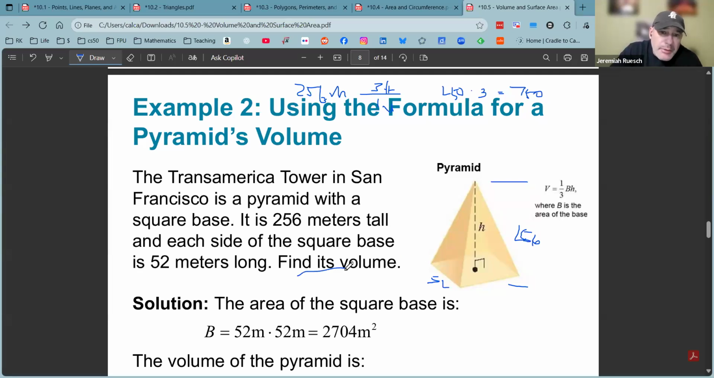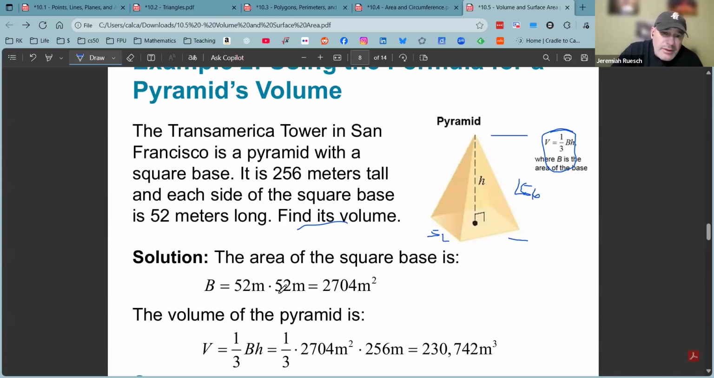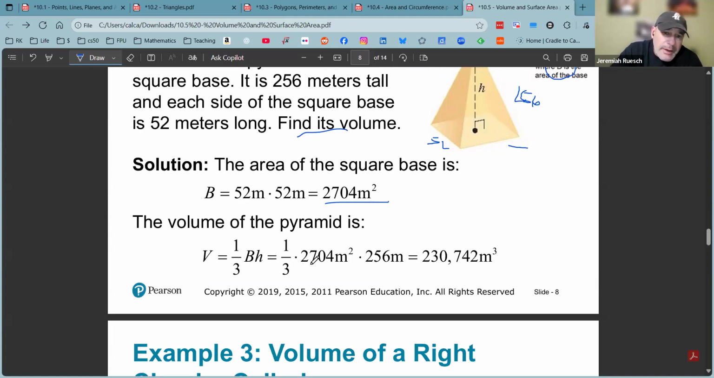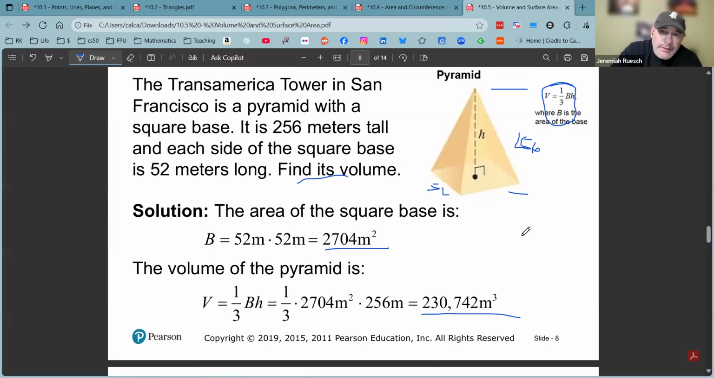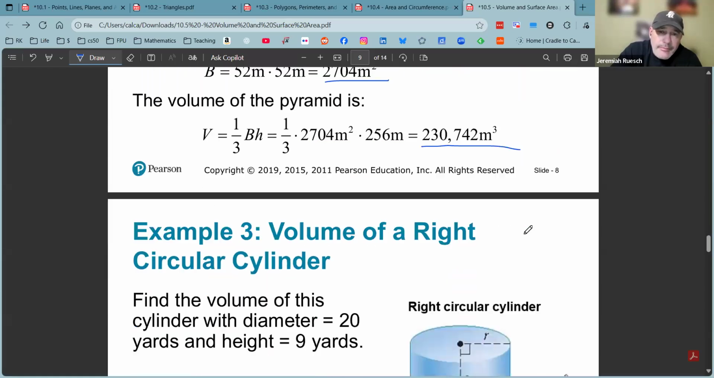All right. So we want to know what its volume is. Well, we're given that the volume is 1/3 the area of the base times the height. So the area of the base is 52 times 52 because it's a square base, which gives us an area of 2,704 square meters. And then multiplying it by the height and dividing it by 3, the total volume is 230,742 cubic meters. That's a very big volume.